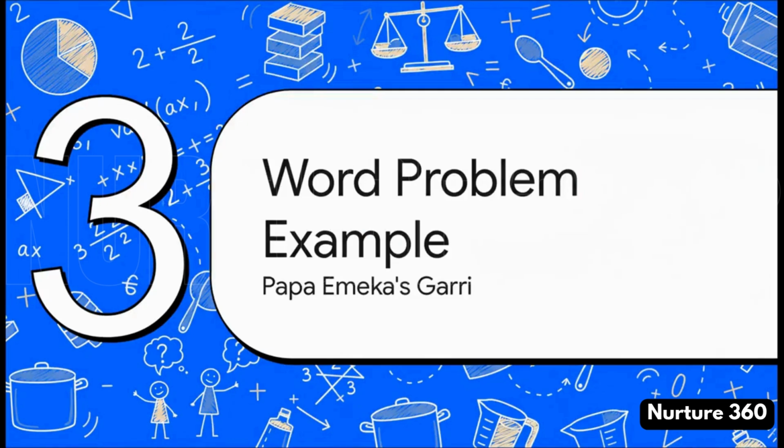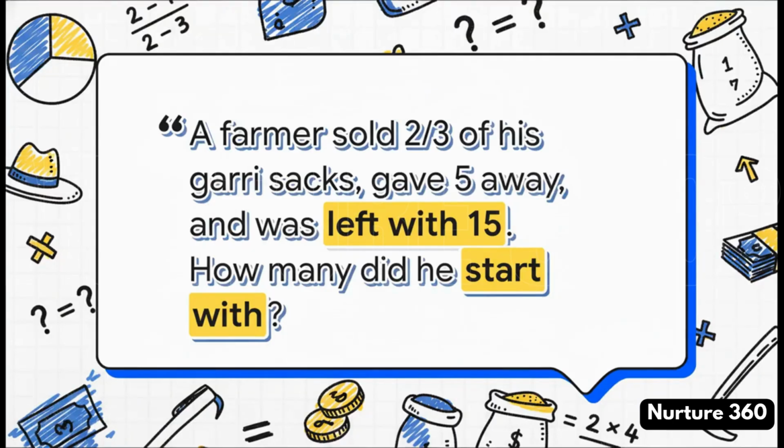All right, it's time for the final boss level. This next challenge, which I'm calling the Gari Sack Mission, is going to pull together everything we've just learned. It's a classic word problem that's going to make us both translate the story and solve the equation we create. Let's really listen to the story here.